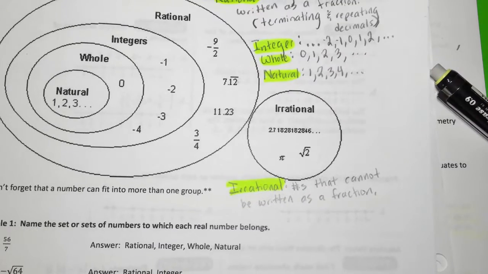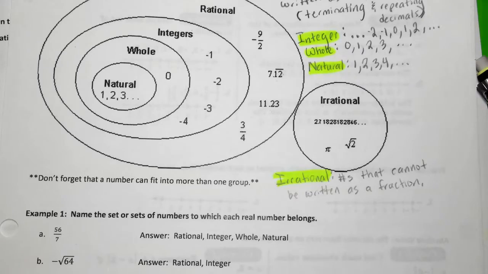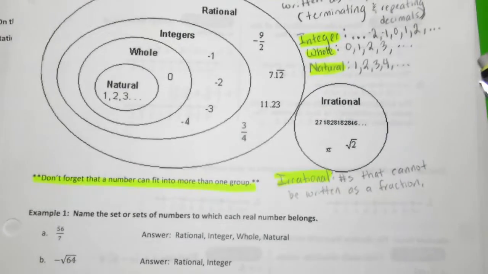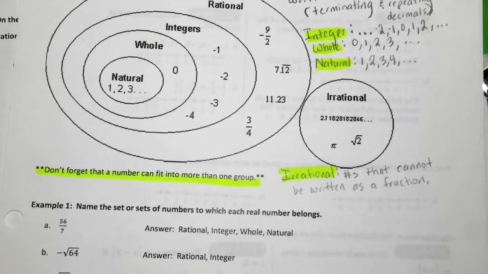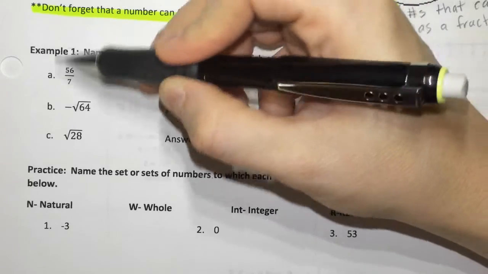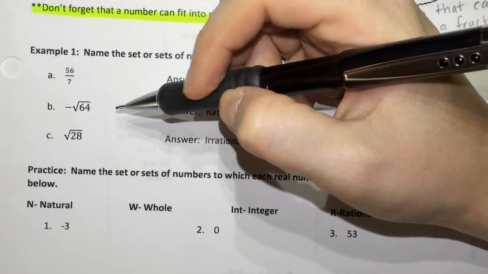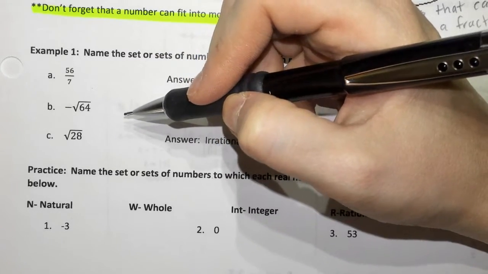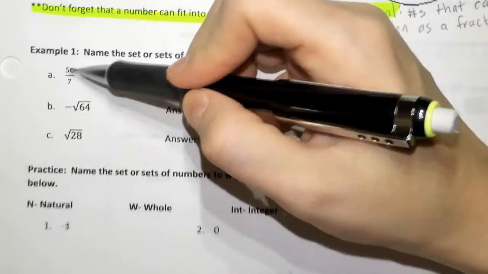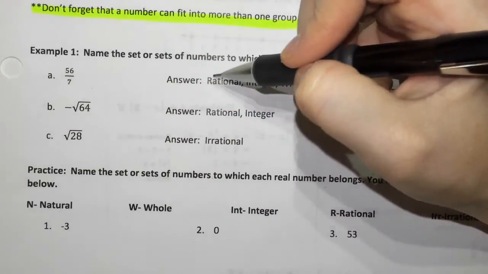Also, this is something that's helpful to highlight. Don't forget a number can fit into more than one category, more than one group. If it's rational, it can also be other things. It doesn't have to be, but it could be. Okay, 56 over 7. First, I try to think about, is it going to be rational or irrational? Rational could be a fraction. Irrational, it's not possible to be a fraction. Well, this is obviously a fraction, so it's rational.